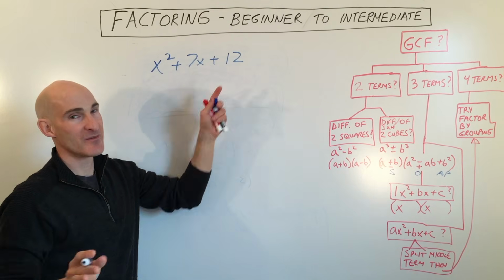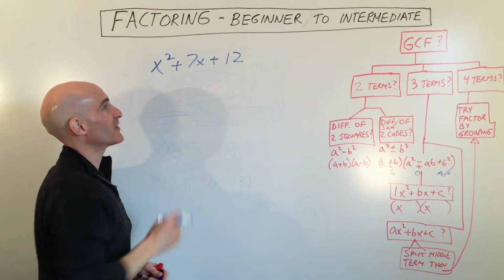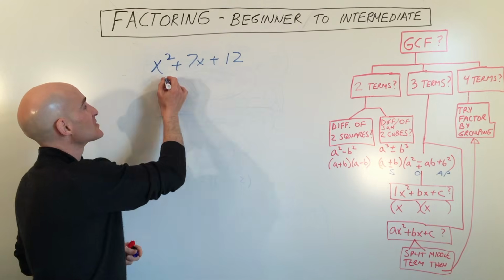Okay, I'm sorry, I made a mistake. They multiply to the last term 12, but they add to the middle term 7. Just want to make sure I said that right. So multiply to 12, but add to 7. Okay, so that's very easy.